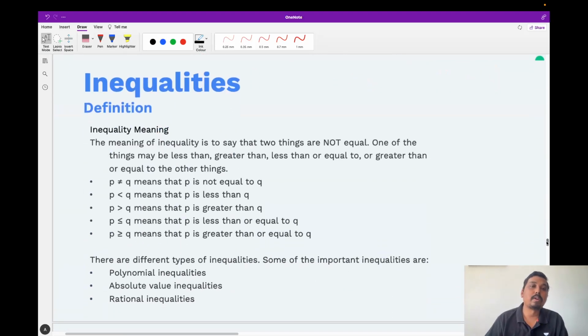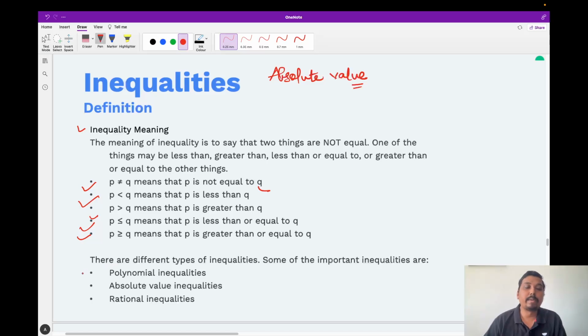Now, the most important thing in inequalities will be your properties. And again, I am repeating, your absolute value. I have already discussed very clearly in my absolute value chapter what absolute value is and what the properties are. Here we'll just use those properties to solve the questions. So P is not equal to Q means P is not equal to Q. Same symbols: P is less than Q, greater than, less than or equal to, greater than or equal to.